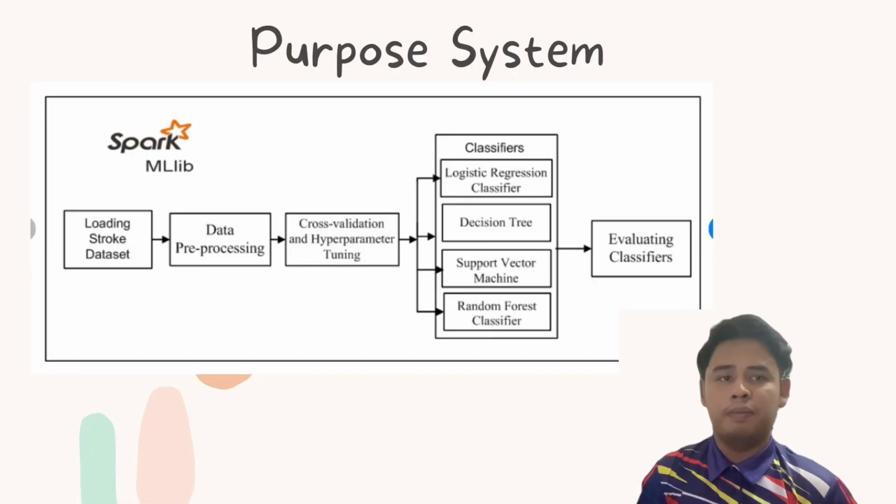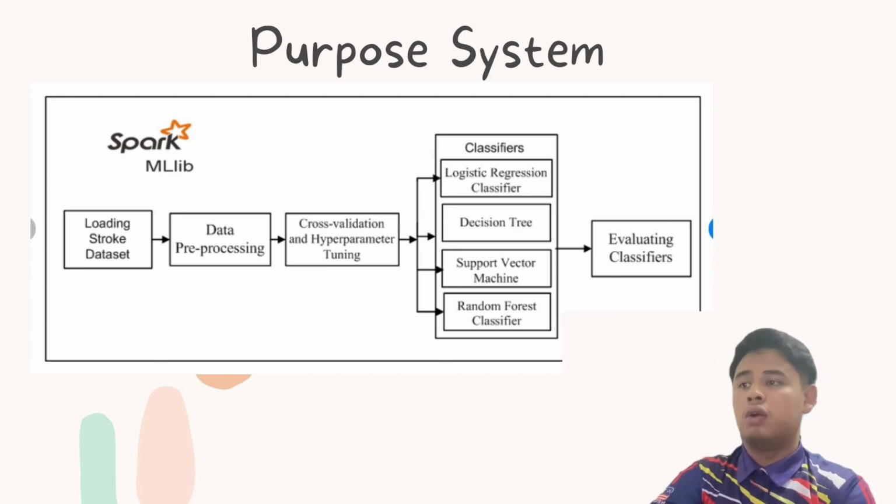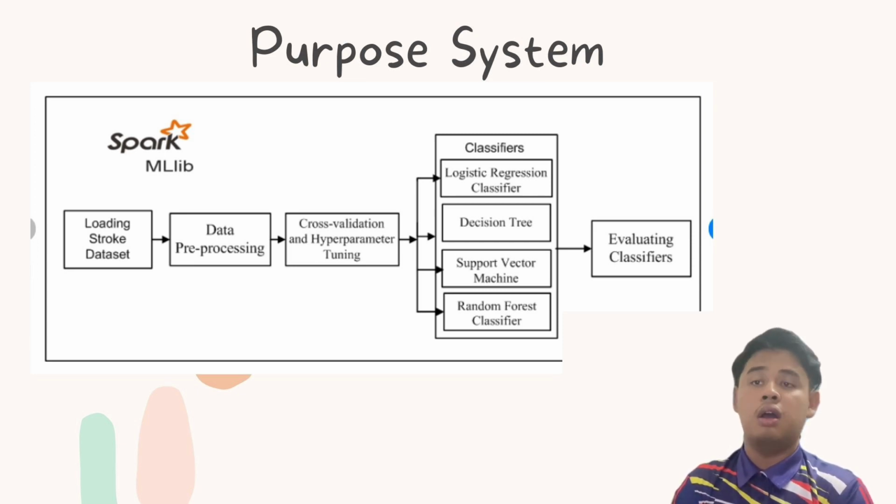Assalamualaikum warahmatullahi wabarakatuh. My name is Muhammad Nur Akmal. Today I will present the proposed system for stroke. First is loading the stroke dataset, and we go to data pre-processing, and then cross validation and hyperparameter tuning. After that we have four classifiers. First is the logistic regression classifier. Second is decision tree. Third is support vector machine. And fourth is random forest classifier. And last we go to evaluating the classifier.